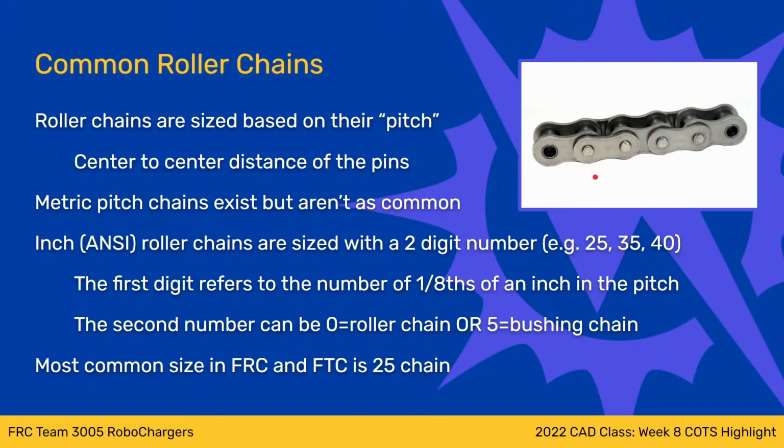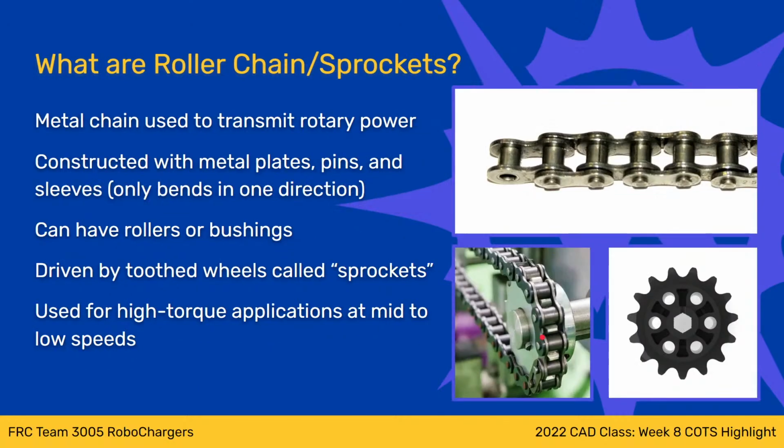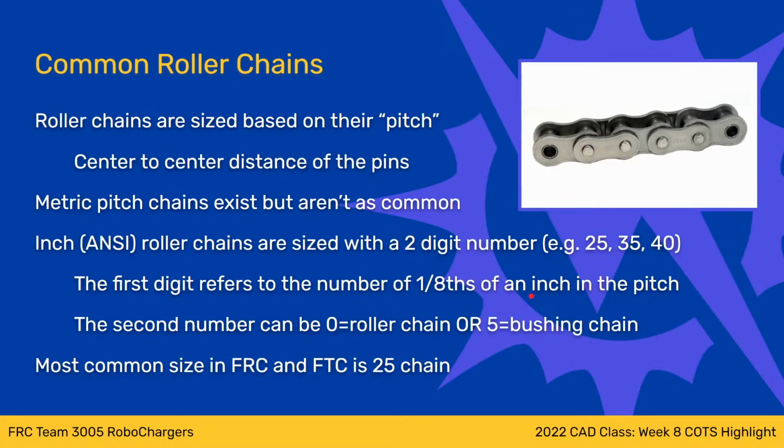That's the pitch. The second number is basically either just a 0 or a 5. I'm not 100% sure why it's a 0 or a 5. I don't know if the other numbers mean other things, but 0 or 5 are the only common ones used. Basically, 0 means it's a roller chain. Like we mentioned before, this construction is either just the bare bushing or it's got a spinning roller on it. A 0 means it's a roller chain with a roller, and a 5 means it's a bushing chain, which means it's just a non-rotating exposed bushing.